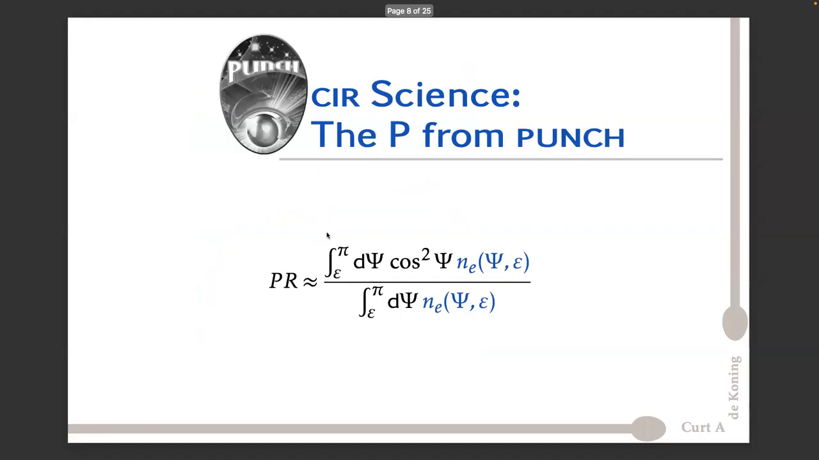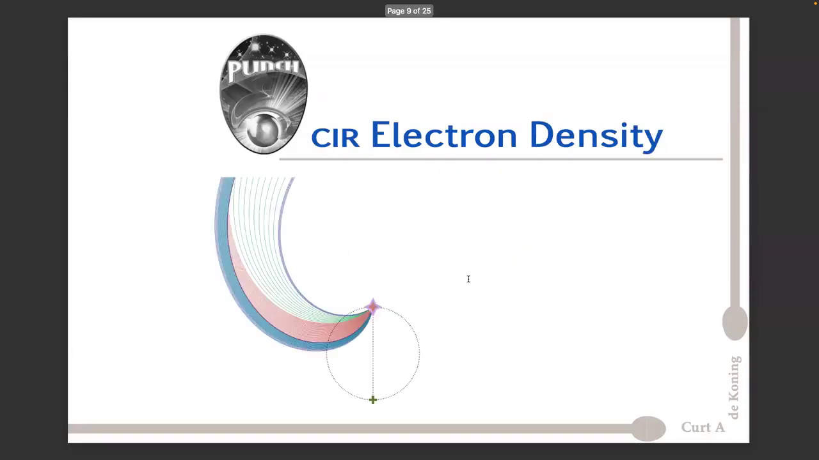So now, here we have this expression again, and what we're interested in is the density along the line of sight. So we need to find or choose an expression for the density along the line of sight. Here we have, finally, a CIR that's not just in the title, but actually has a whole slide dedicated to it.